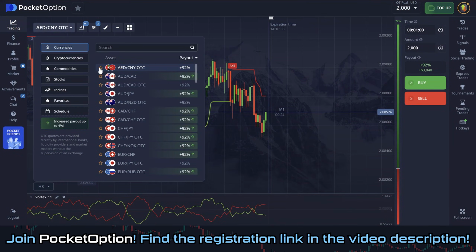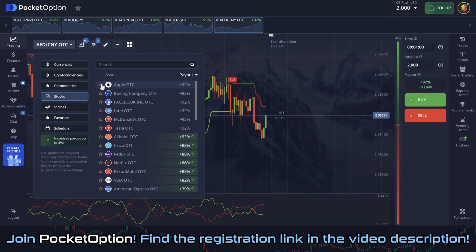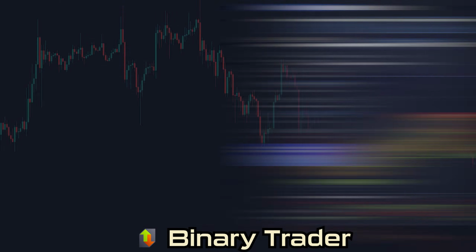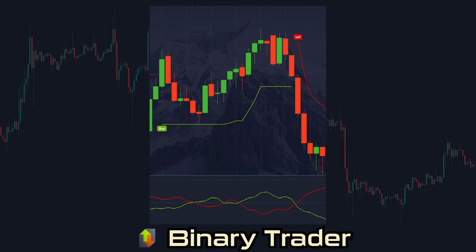Choose instruments with high payout. Be aware that payout levels can change over time, so you might need to reselect different instruments to maximize profits. Everything is set up. Let's discuss how the strategy works.